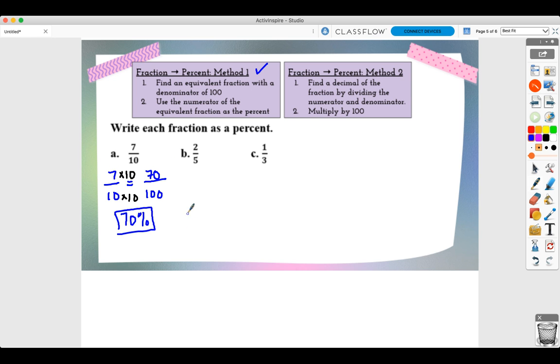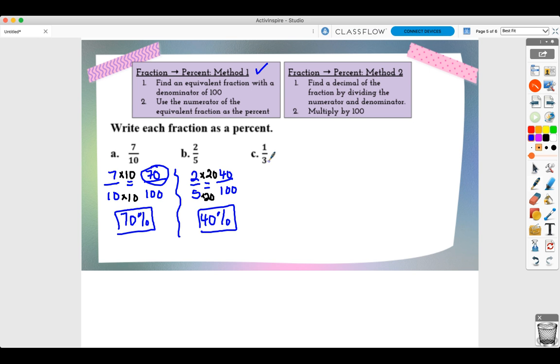Okay, that's for A. You can also do B in this form. So you have 2 over 5. You're going to set it equal to something over 100. And what are you multiplying to 5 to get to 100? You're multiplying 20. 5 times 20 is 100. And you're going to multiply 20 to the top here. And 2 times 20 is 40. And just like over here, this top number is what your percent is. So this is going to be 40%, because that is what 40% represents.